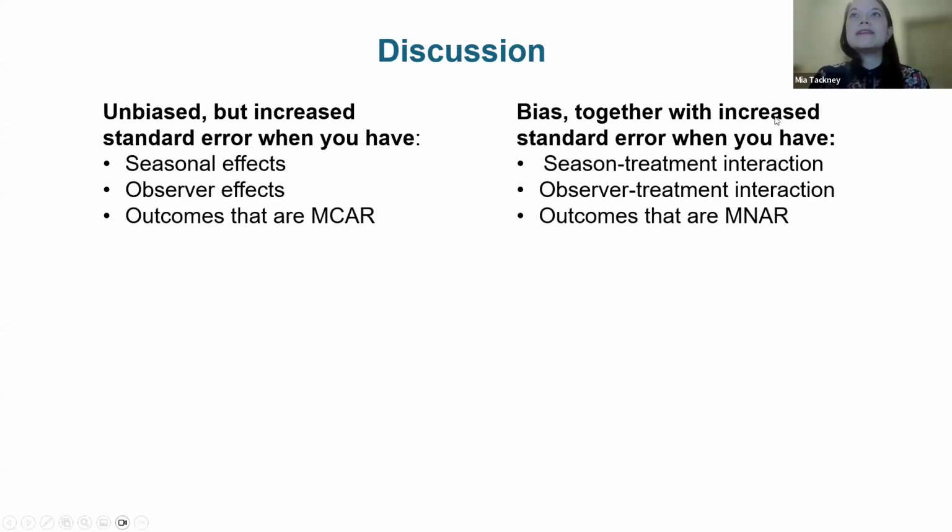However, if you have any of the following, you are going to have both bias and an increase in your standard error. So this is when you have season treatment interaction, if you have observer treatment interaction, and if you have outcomes that are missing not at random. And these are just some of the issues that we've chosen to look at in the simulation study. There may be many other factors that can cause these kinds of effects.